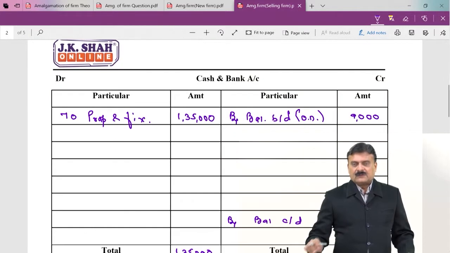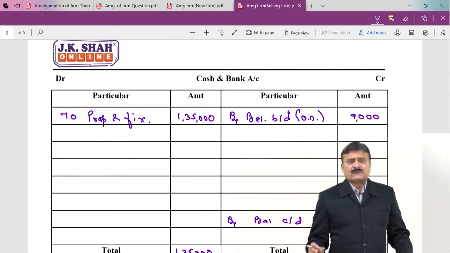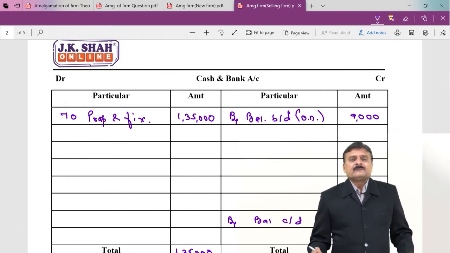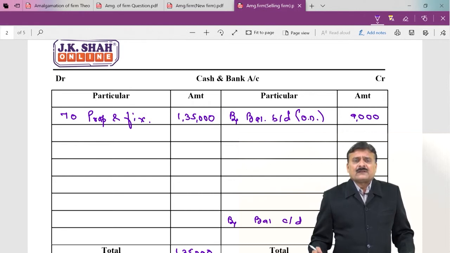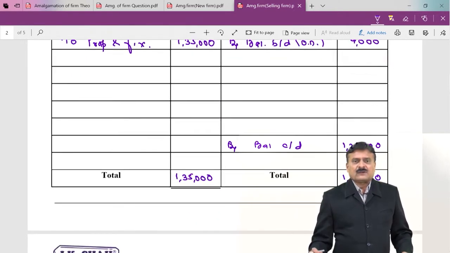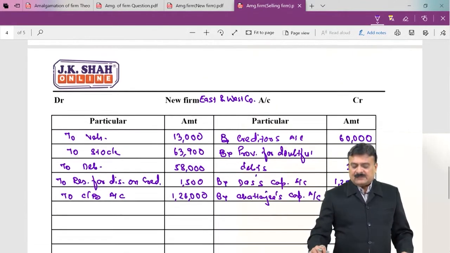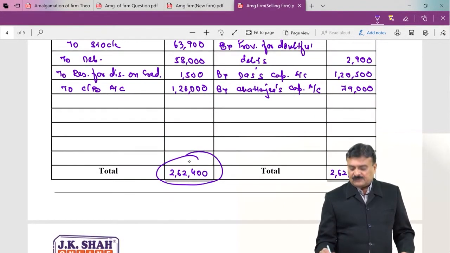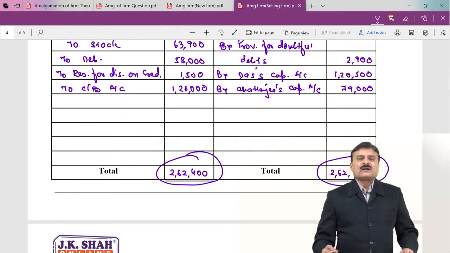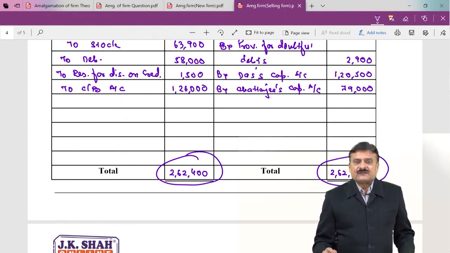Cash bank account, credit side started with overdraft balance. Another option can be you can show overdraft as a liability in the new firm. But normally having overdraft as a liability on one side and cash and bank balance on the other side is a bit awkward. No one will do that. Hence, I am adjusting that with cash and bank balance. So net cash balance is 1,26,000. Partners capital, this is accounting. And lastly, your new firm account tally is at 2,62,400. That was the second selling firm.